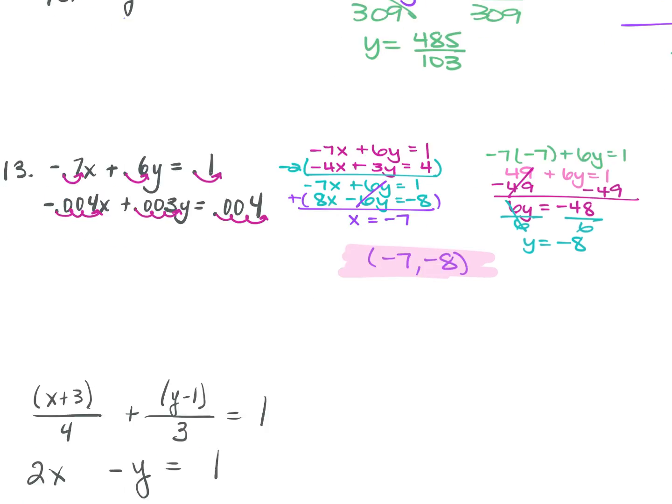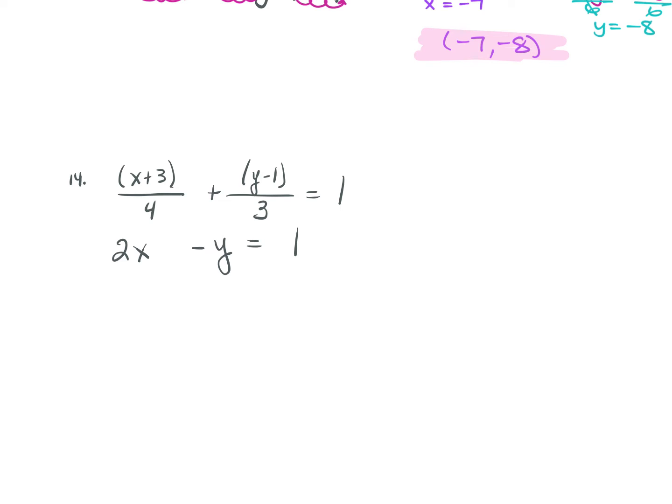For your next one, you have x plus 3 over 4 plus y minus 1 over 3 is equal to 1, and 2x minus y is equal to 1. What would you like to do with this one? You want to work with those fractions up top? Get rid of them. Least common multiple or least common denominator between the 4 and the 3? 12. Multiply the entire thing by 12.